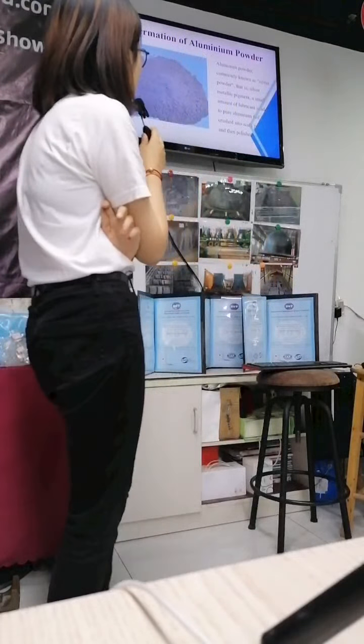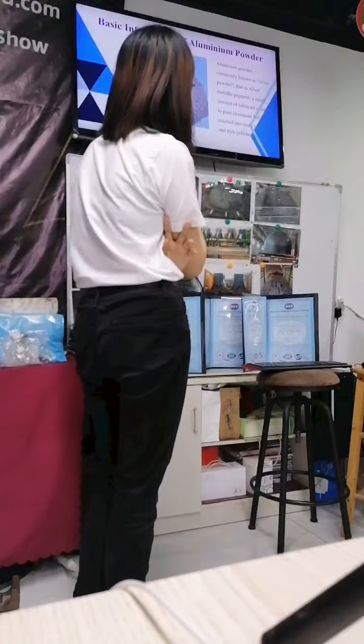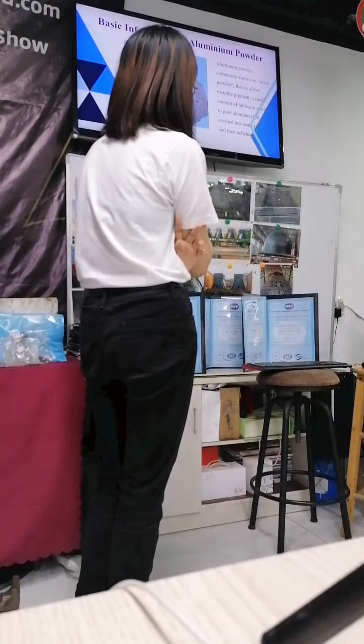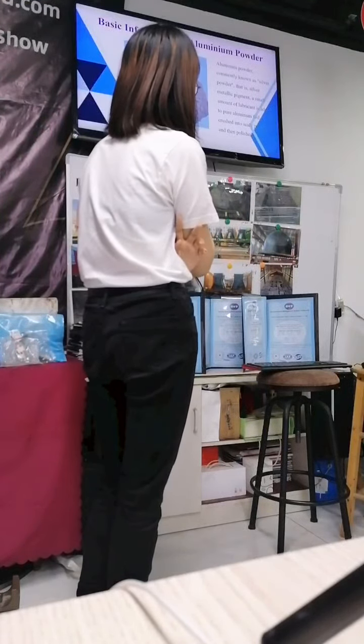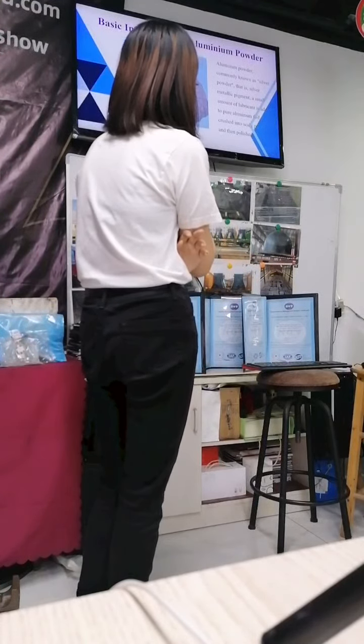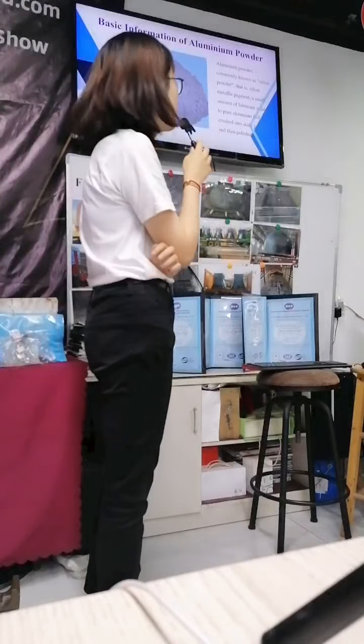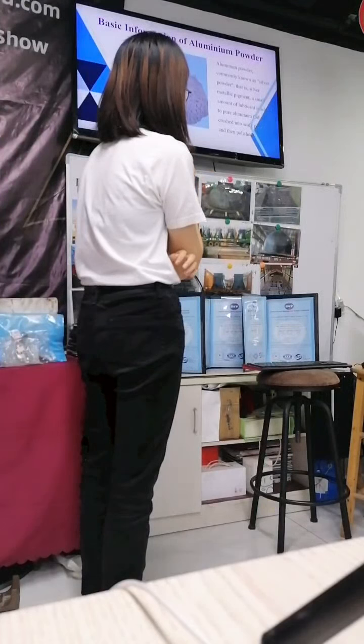Basic information about aluminum powder. Aluminum powder, commonly known as silver powder, that is silver metal pigment. A small amount of lubricant is added, crushed into silver powder and then polished.